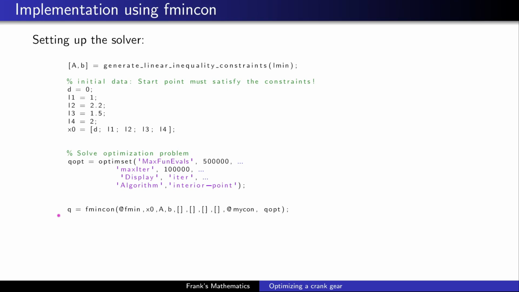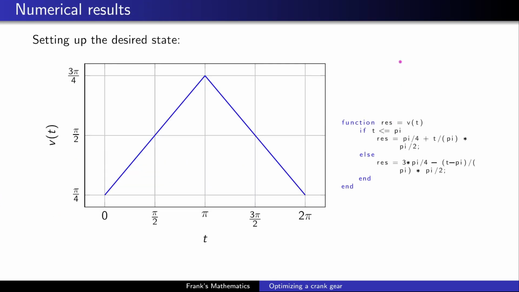One last thing we have to do, we have to define our desired state. And I choose the desired state to be this function here. You can see the Matlab code on the right hand side. This just consists of a linearly increasing part followed by a linearly decreasing part. And now we want to check how good is our solver and how well can this function v of t be approximated, or how well can our system be steered to fit this function v of t.